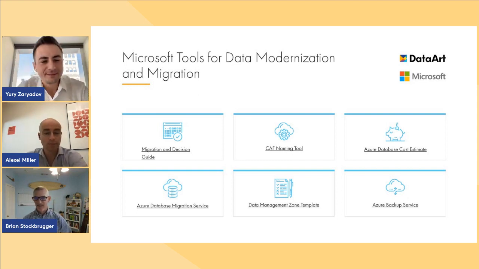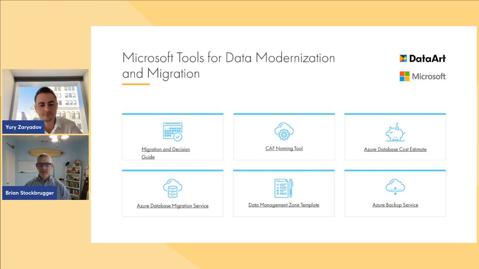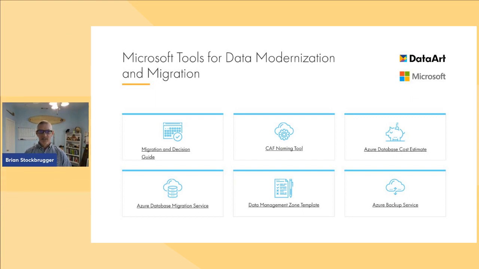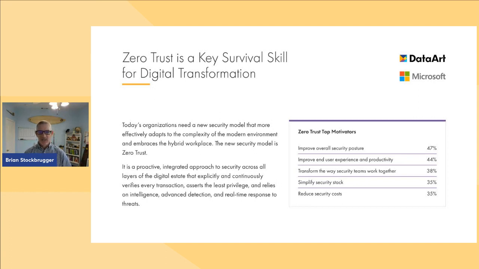Yeah, great. Thanks, Yury. So that was great context around the Cloud Adoption Framework and data modernization and the tools involved. As Yury mentioned, I'm going to focus on Zero Trust and why Zero Trust is part of a data modernization adoption plan and digital transformation along this cloud journey. So Zero Trust is really a key survival skill and is vital for digital transformation. These statistics on this slide are taken from the Zero Trust Adoption Report by Microsoft that was published in 2021. So I would encourage you to take a look at this report.